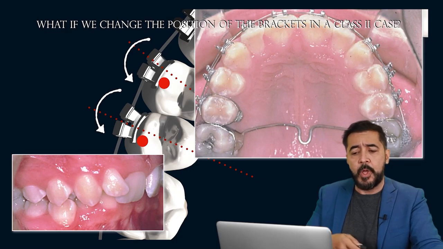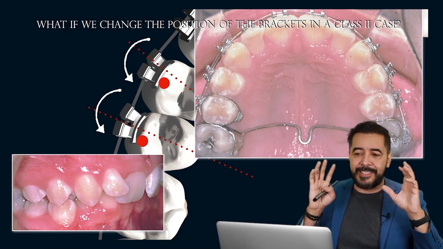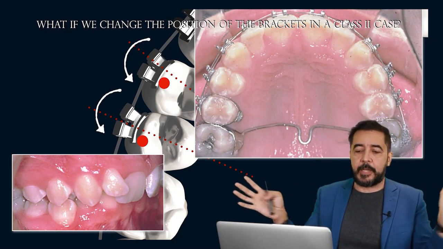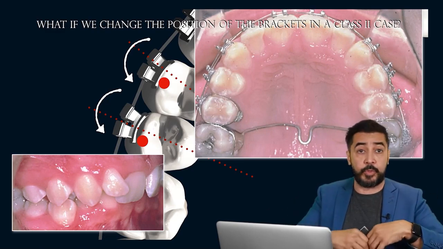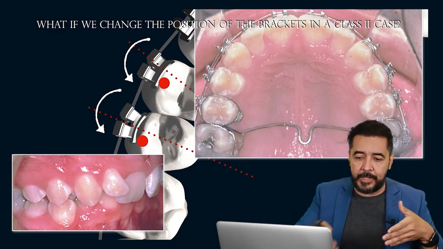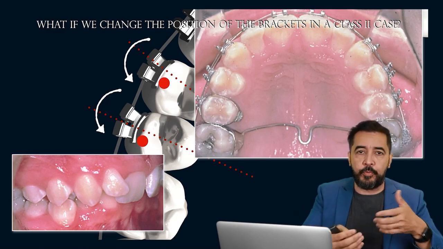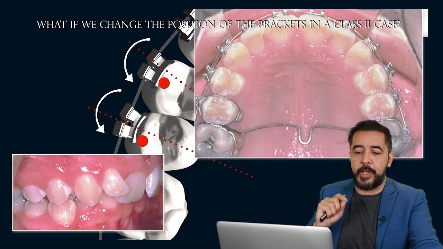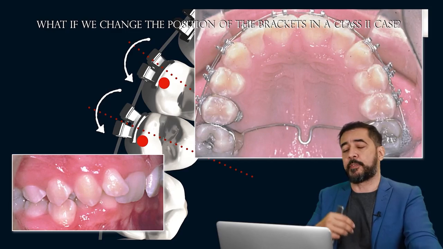So we have this class 2. Obviously, it was not just this tip that corrected the class 2. We had to do other things. For example, in this case, moving the mandible forward, and this patient used a forceps appliance to do the anteriorization of the mandible.